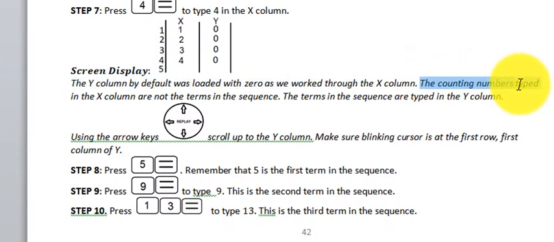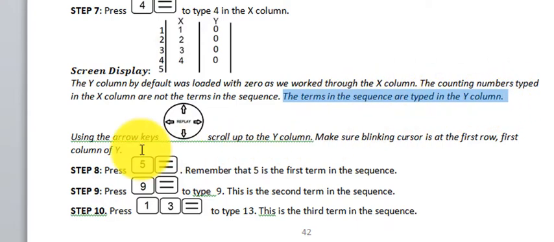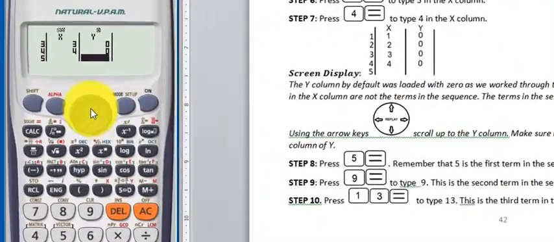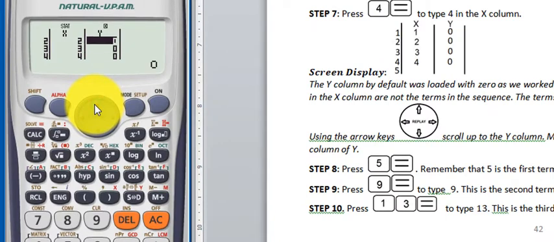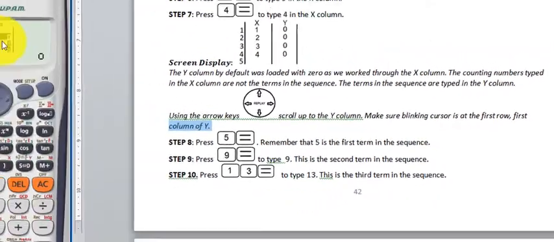The counting numbers typed in the X column are not the terms in the sequence. The terms in the sequence are typed in the Y column. So as I've said earlier on, what we are doing here is typing counting numbers in the X column, and these hold the positions for the actual terms which will be typed in the Y column. Now, using the arrow keys or the cursor keys, scroll up to the Y column. So I'll press on the right cursor key, and I'll press on the upper cursor key until I get to the top of the Y column. So you make sure that the cursor is at the first row of the Y column. So I have it over here.